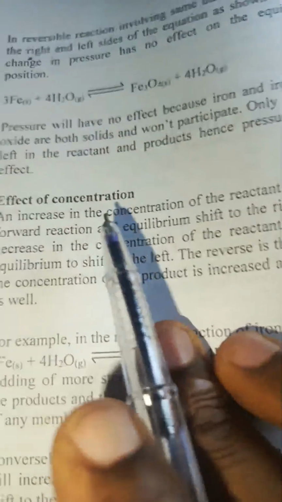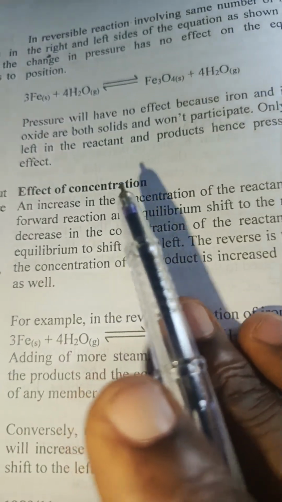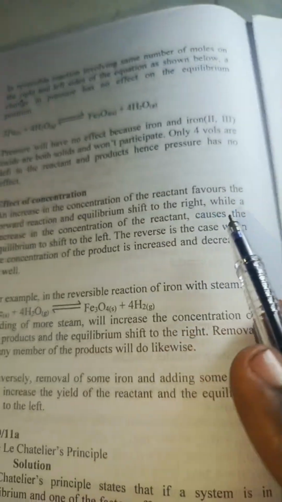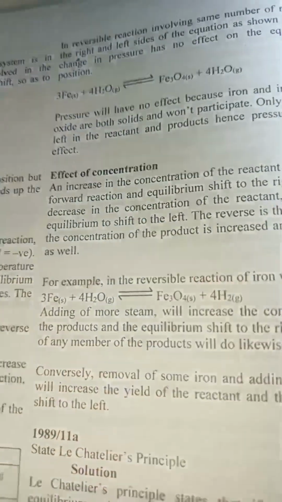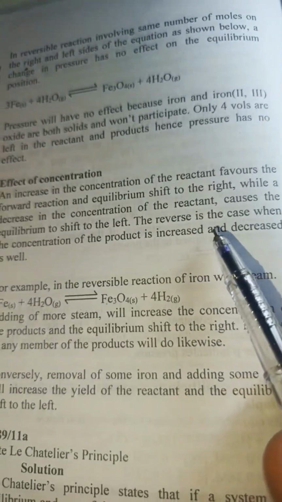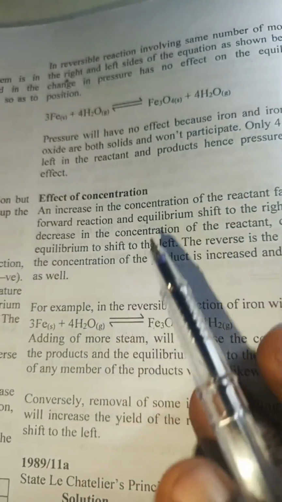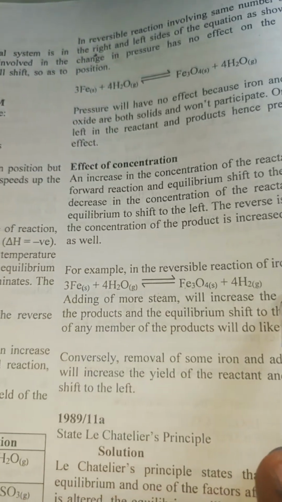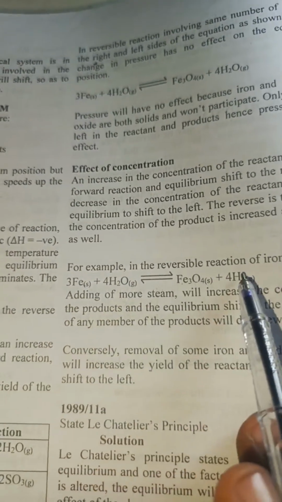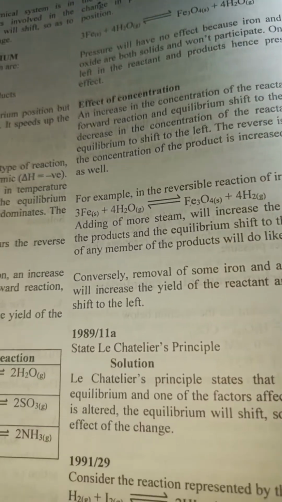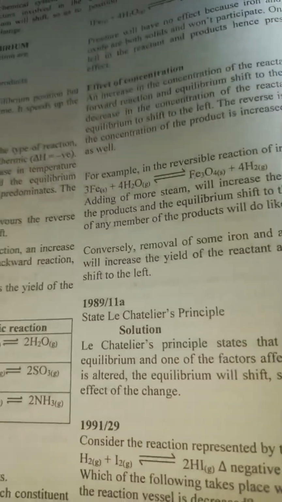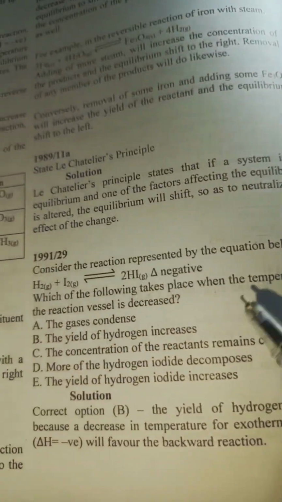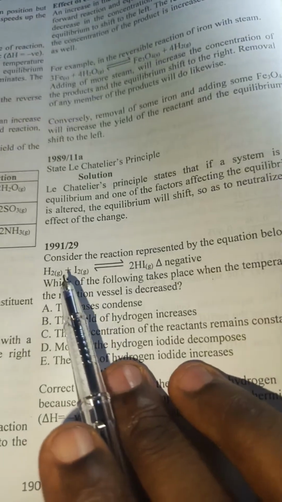Effect of concentration now. This one is just very simple. An increase in the concentration of the reactant favors the forward reaction, and equilibrium shifts to the right, and vice versa. So if you increase the concentration of this, it favors this side. Increase the concentration of this, it favors this side. It's as if you want to prepare your eba and you want to prepare more eba, you need more garri and hot water. When you increase concentration of garri and water, you prepare more eba.